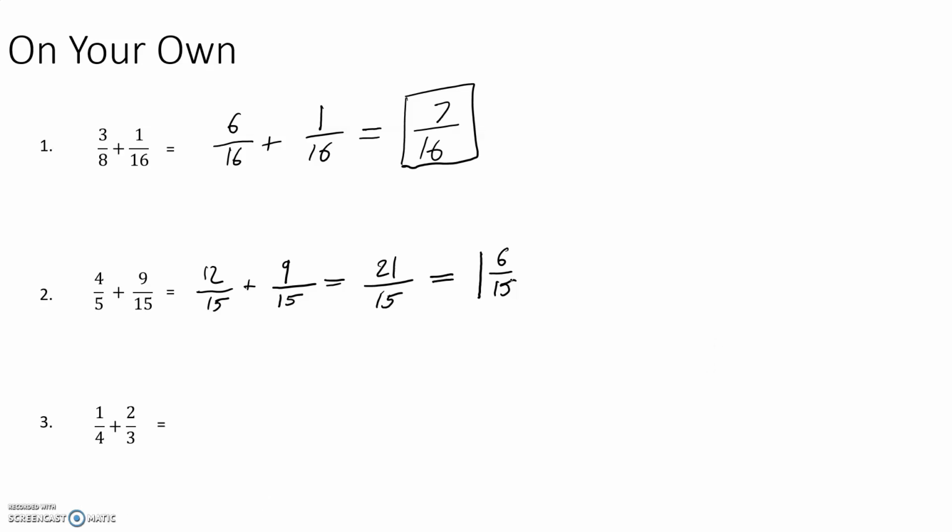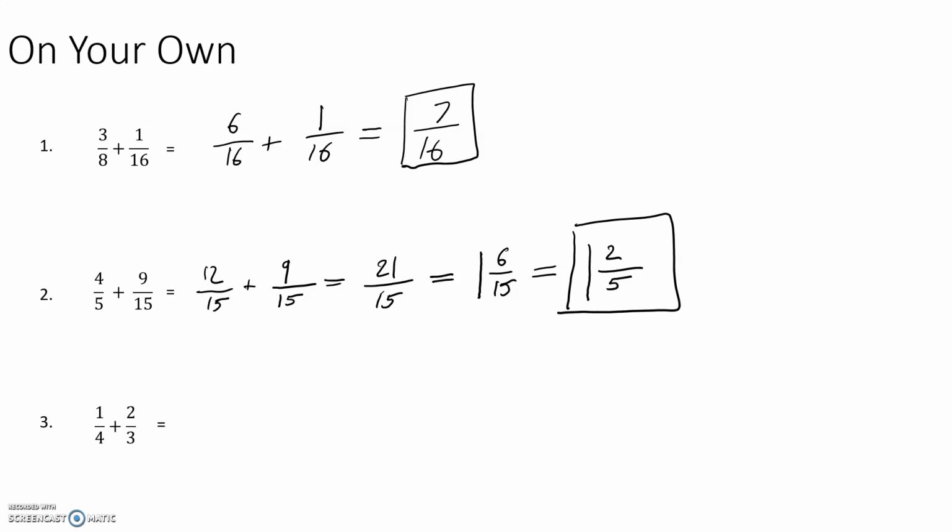I'm not quite done. I can keep on going because 6 and 15 share a common factor, so I'm going to simplify that even more. So I have 1, and the common factor is 3. I divide both by 3. 6 divided by 3 is 2, and 15 divided by 3 is 5. And so my answer in its simplest form is 1 2/5.